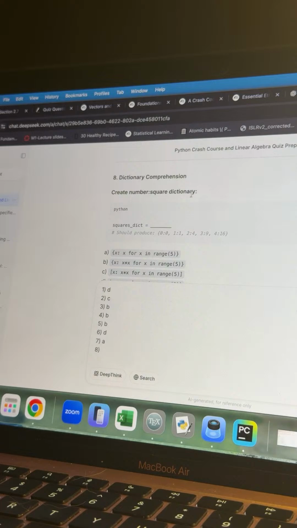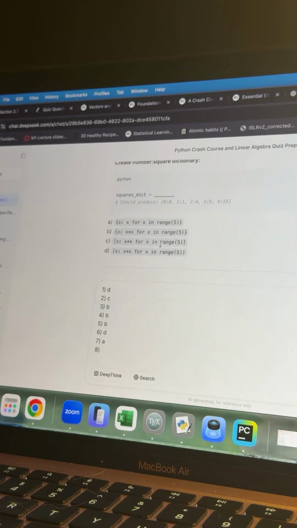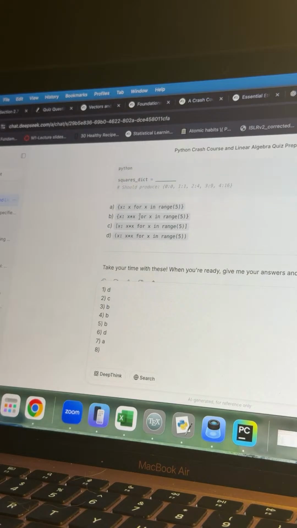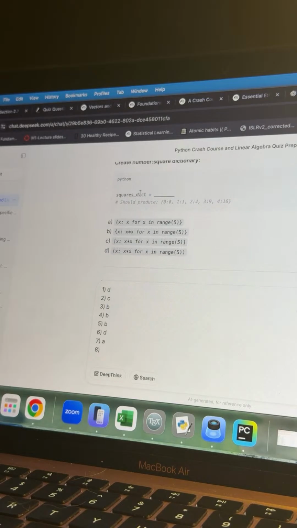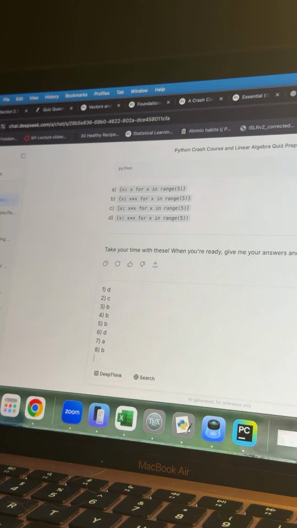So create numbers square dictionary. Square dictionary should produce 0 to 0, 1 to 1, 2 to 4, 3. So we have to square it. Yeah, so squaring it would be x times x. A dictionary? Okay, so like I mentioned, the dictionary has to be curly braces, right? So it has to be. All right, let's submit the questions.